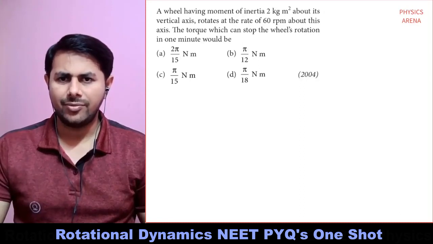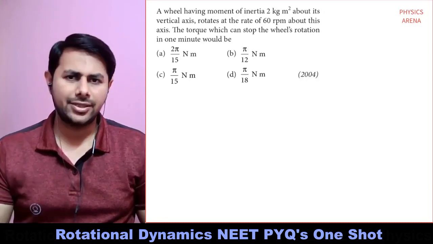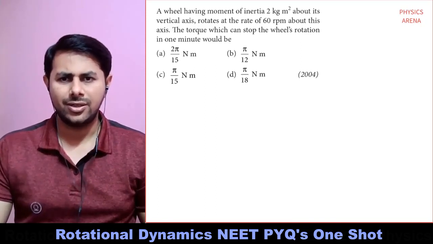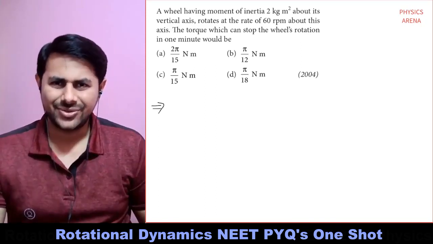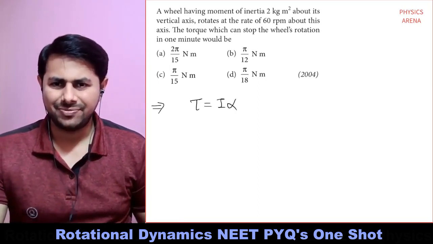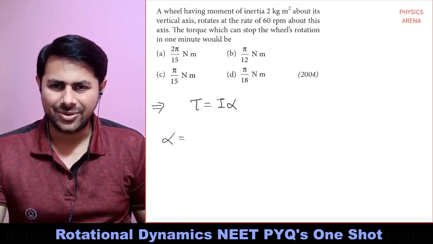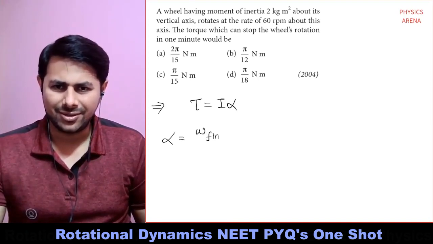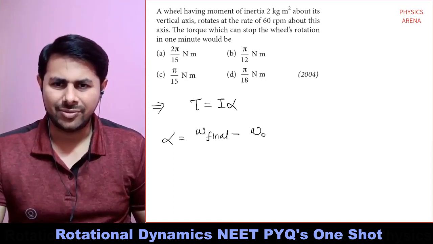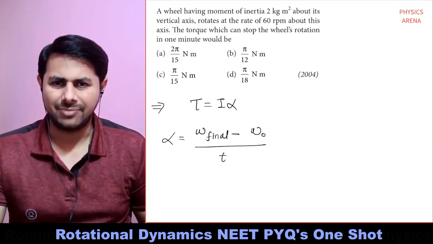A wheel having moment of inertia 2 kg meter square about a vertical axis rotates at 60 rpm about this axis. The torque which can stop the wheel's rotation in 1 minute would be. So we know tau is equal to I times alpha. Alpha we can find out. It is omega final minus omega initial, omega 0, divided by time.